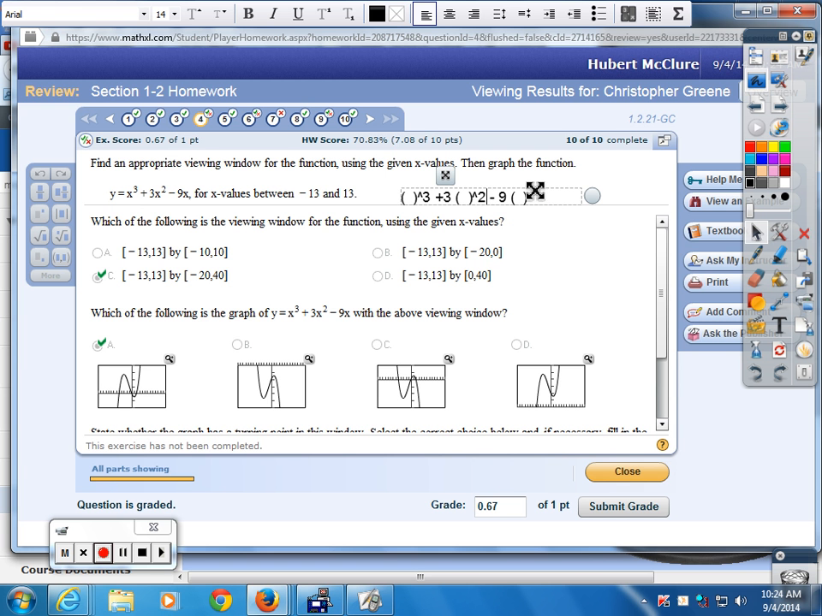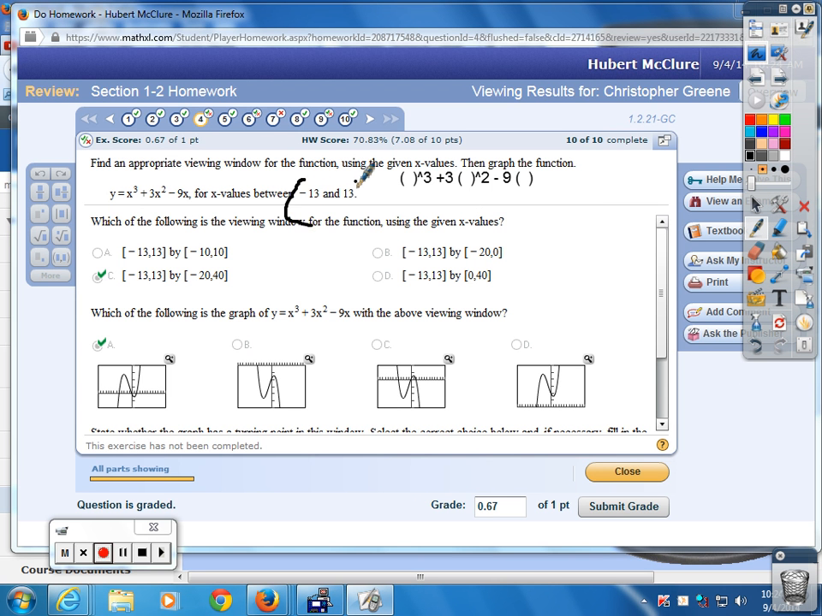Okay, so first of all, you got to find your domain and range. They're giving you the domain. The domain is right here. So how do you find your range? You got to plug the domain into your equation so you can find your range. So that's what I'm doing. What's the equation? It's y equals x cubed plus 3x squared minus 9x.